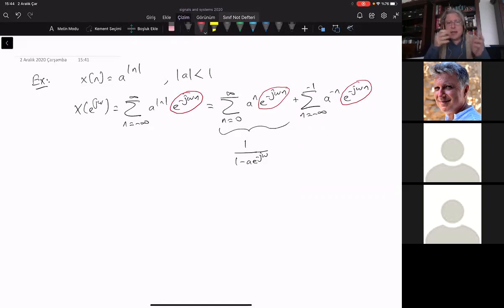When n is positive, a to the absolute value of n is a to the n. When n is negative, a to the absolute value of n is a to the minus n. But meanwhile, e to the minus j omega n is always e to the minus j omega n. It's the same term, okay? I understand your question and your concern, but I hope you understand my answer. We don't change it to e to the j omega n here. It is still e to the minus j omega n.